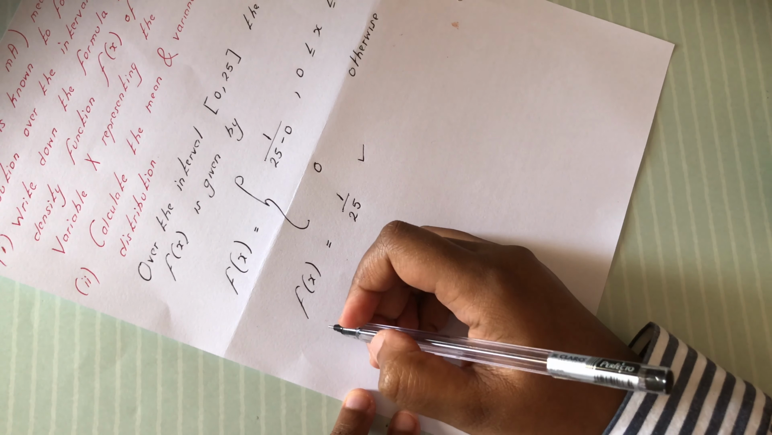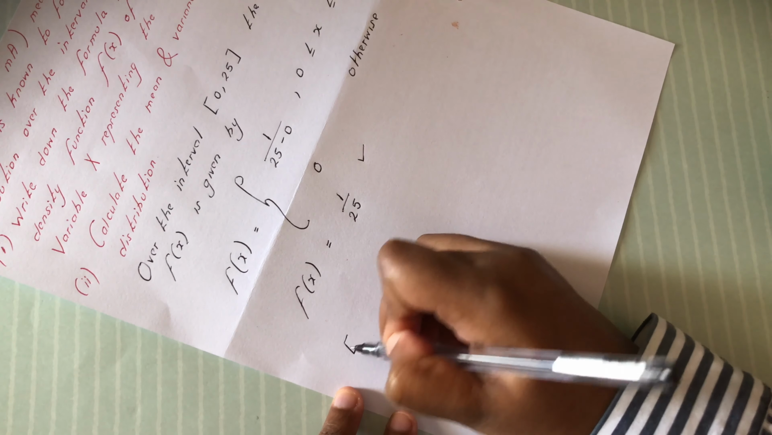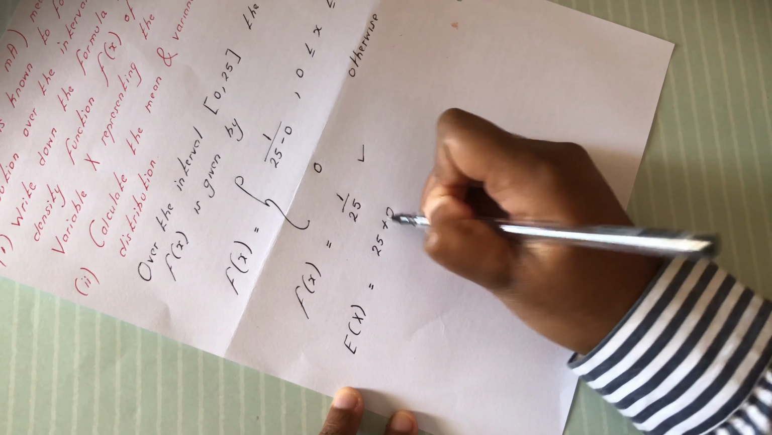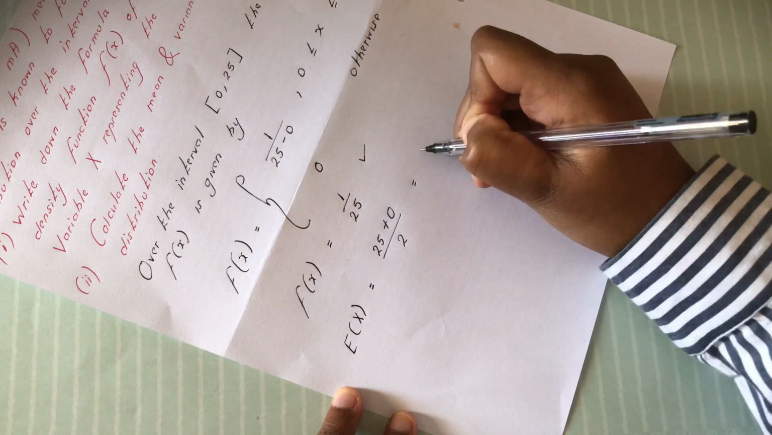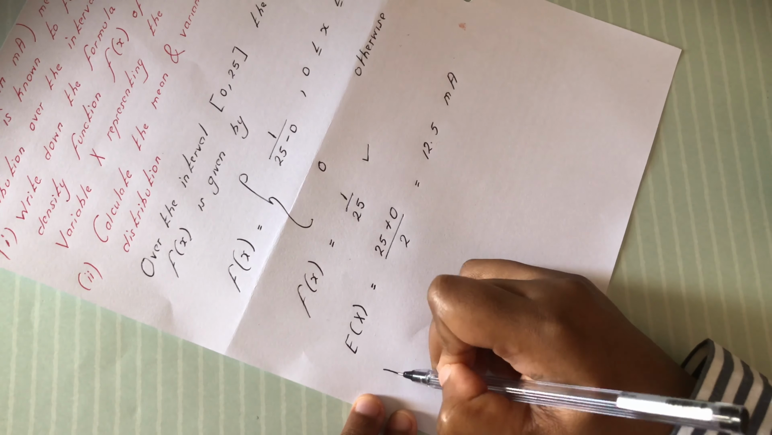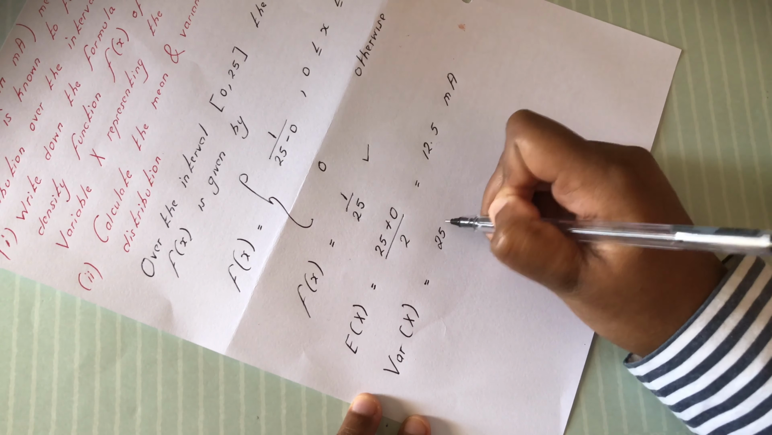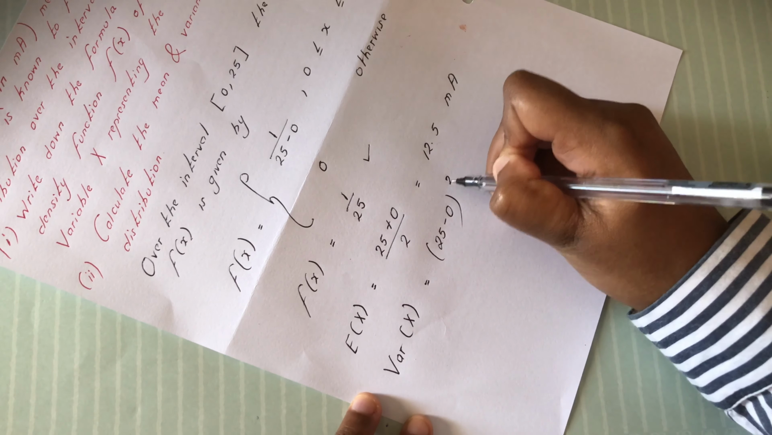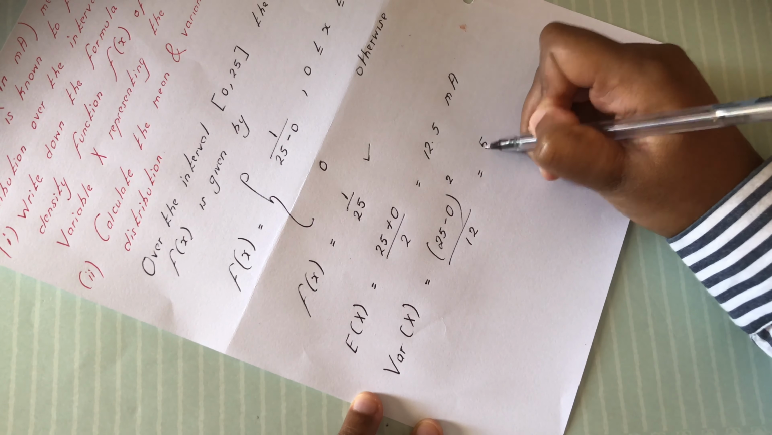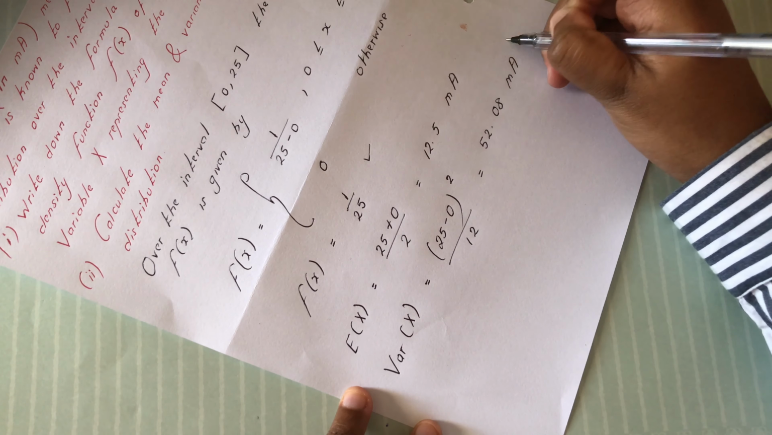Part B, you're asked to find the mean and variance. Using the formulas, we have the expectation of x, 25 plus 0, we divide by 2. We have 12.5 milliamperes. The variance is given by b, which is 25, minus 0, squared, we divide by 12. We have 52.08 milliamperes squared.